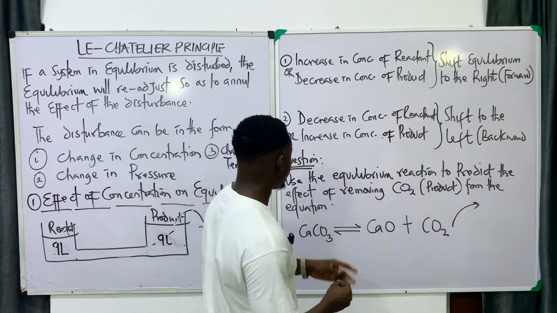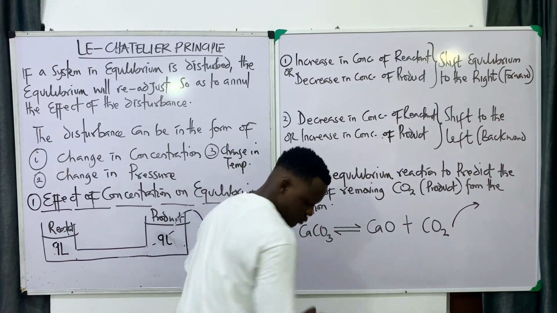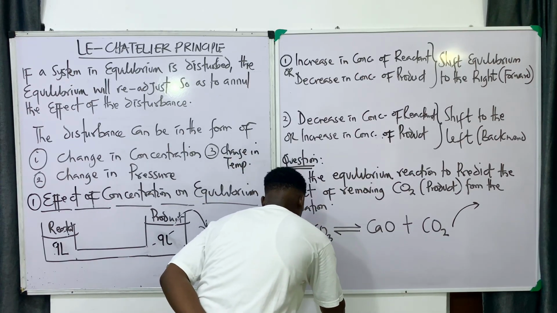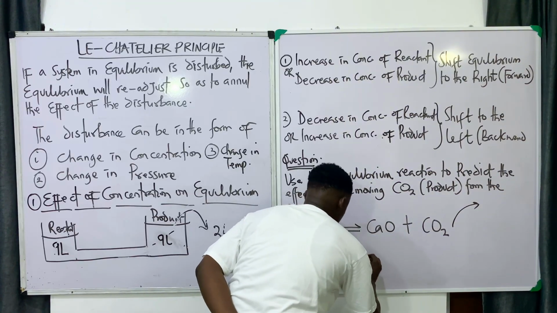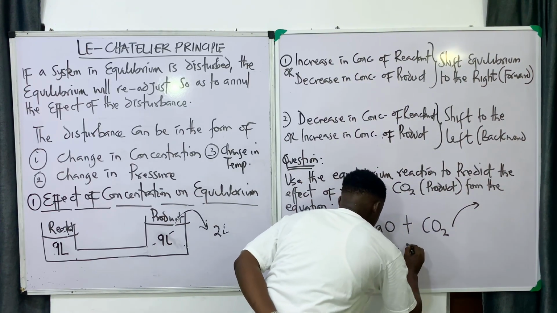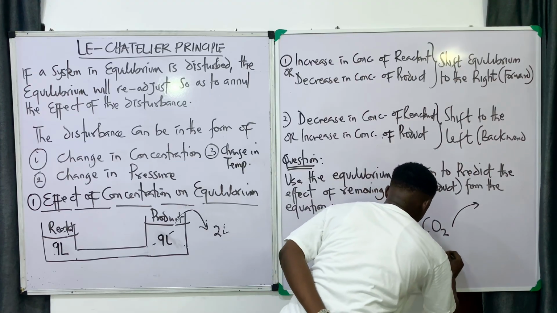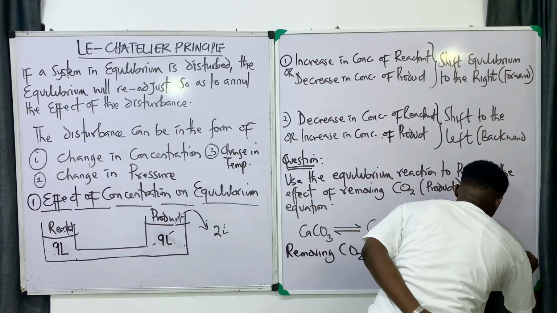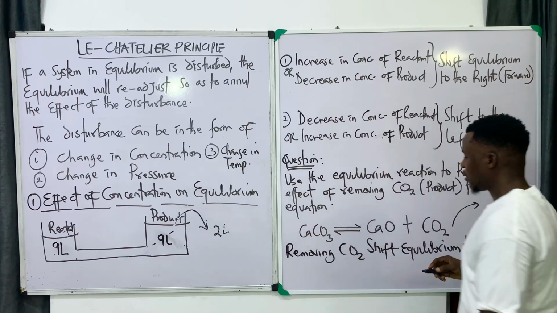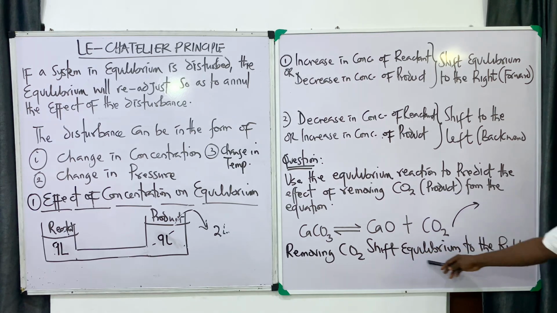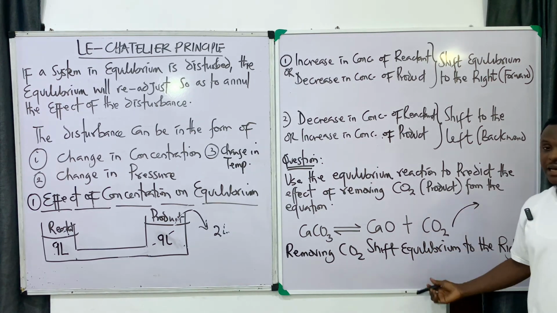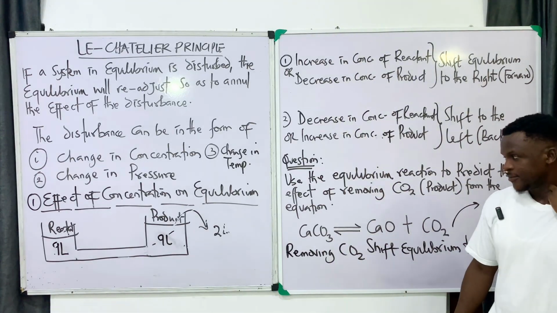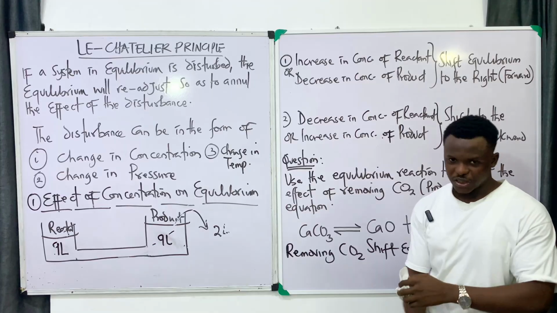Use the equilibrium reaction to predict the effect. Removing CO2 shifts equilibrium to the right. So if you're removing CO2, it shifts equilibrium to the right. And that is the concept behind that. Okay? All right. So we are done with effect of concentration on equilibrium.